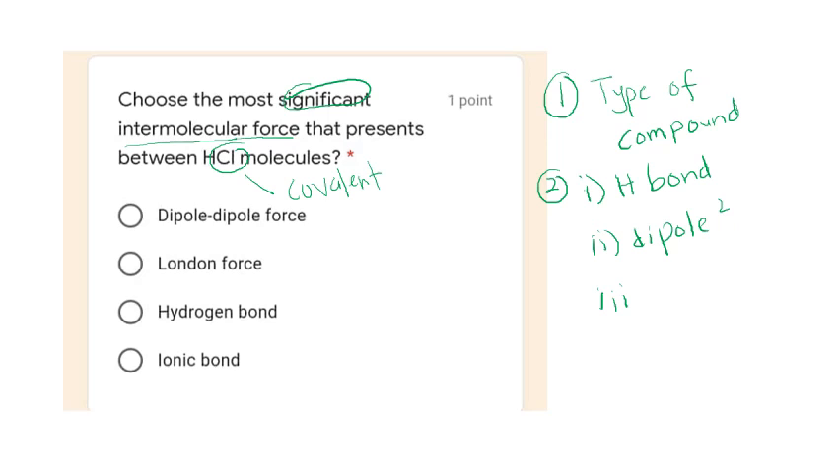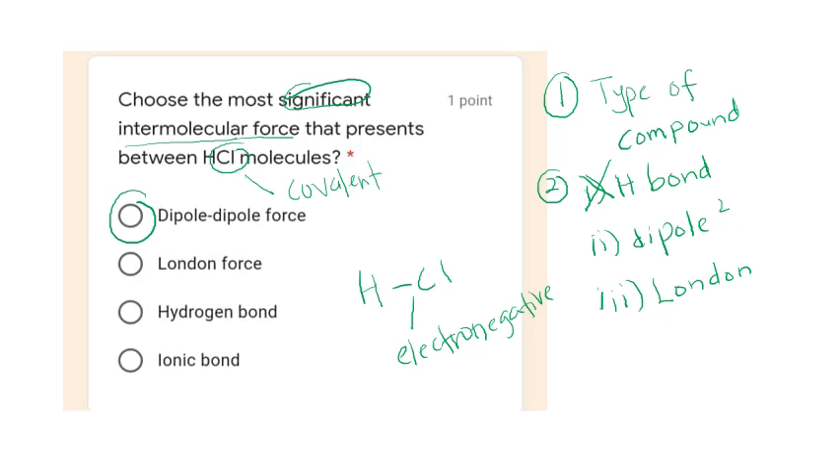or London dispersion force. So when we look at the structure of HCl, we know that the H is not bonded to FON. So hydrogen bond is not possible. Once we look at the bond between H and Cl, the electronegativity between these two atoms is different. So that means the dipole-dipole forces are present. So the answer is dipole-dipole force.